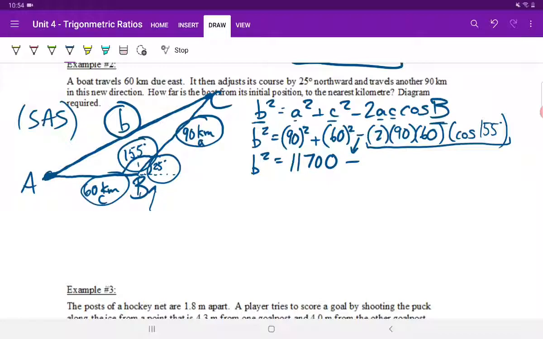And that makes sense because 155 degrees is in the second quadrant, and we know that cos ratios are negative in the second quadrant. So we're actually going to get a negative number. We're going to get negative 9,788.1241. I'll carry those 4 decimals there. At this point, you have to recognize that you have a double negative that we're going to turn into addition.